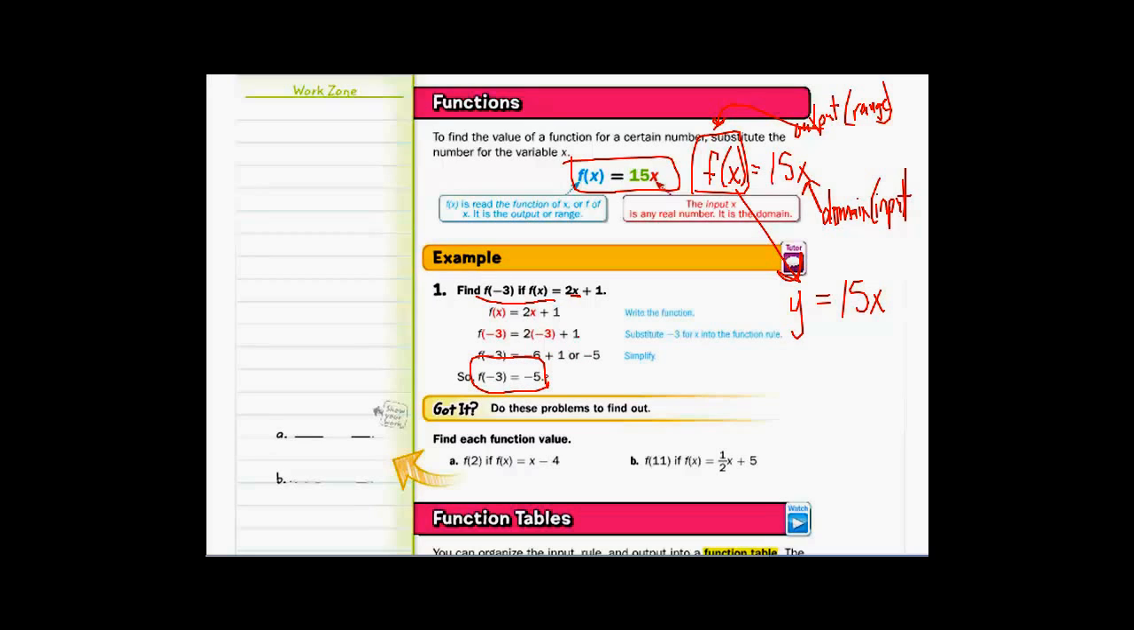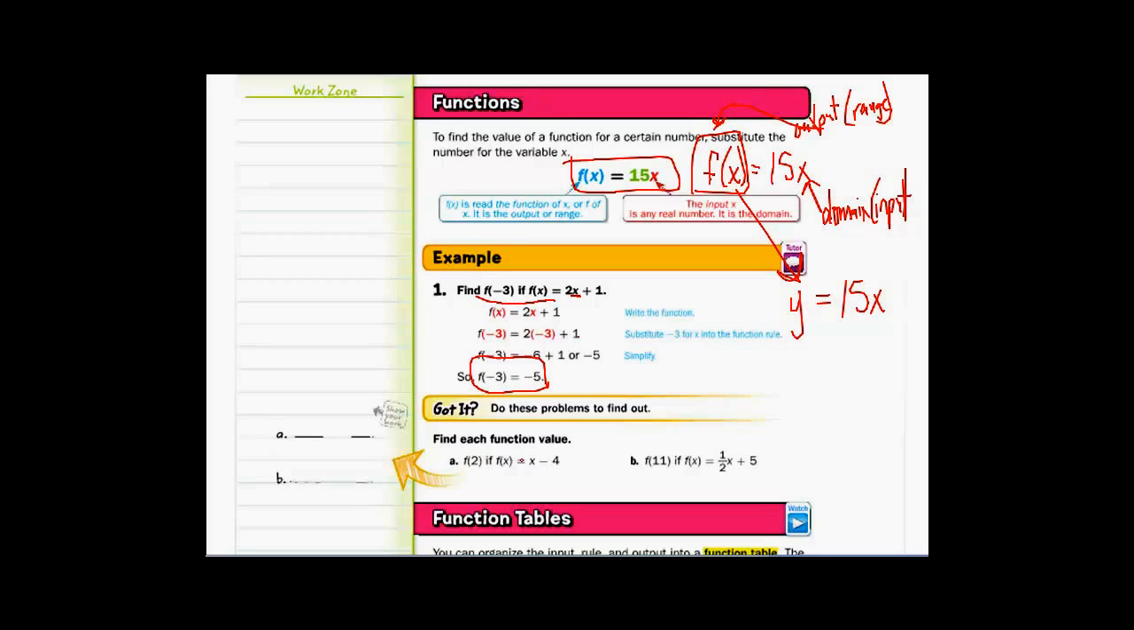Don't be caught up in the fact that there's still a number over there and you think you have to do something to it. That's a function of negative 3. That's like a label. Okay? So I want you to try A and B right there and come back to me. So on A, it says f of 2. Find f of 2 if f of x is equal to x minus 2.